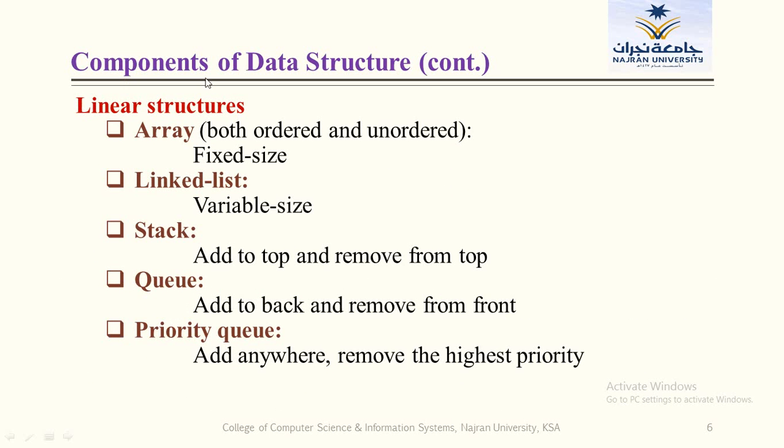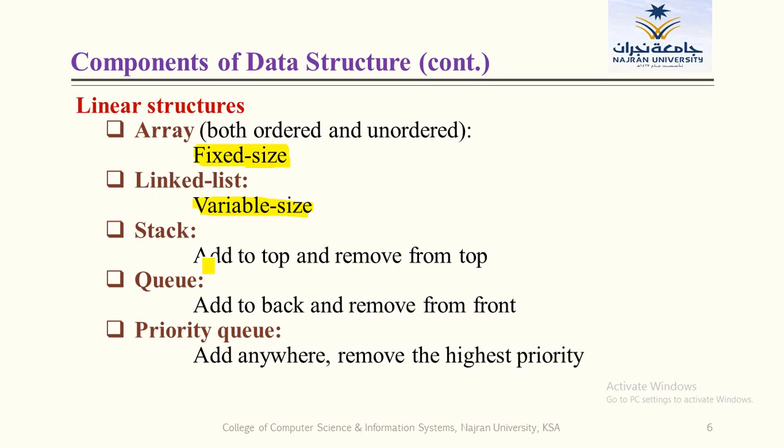So this is again components of linear data structures. In linear data structures, we have seen that we have arrays, linked list, stack, queue, priority queue, and so on. Here is a brief: for arrays, both ordered and unordered, the size will be fixed. In detail, I think in lecture number 3, we will discuss arrays, what is an array, how many types of arrays, and so on. Linked lists are variable size. This will be our separate lecture on linked list.